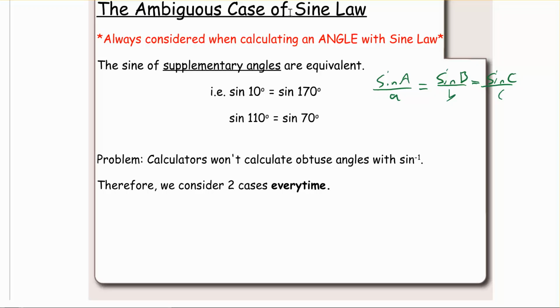Okay, welcome to video 2. This one's on the ambiguous case of sine law. So the word ambiguous just means there might be two answers, right? Like it means you're not really sure which answer it is, but we'll be able to figure out which answer it is.